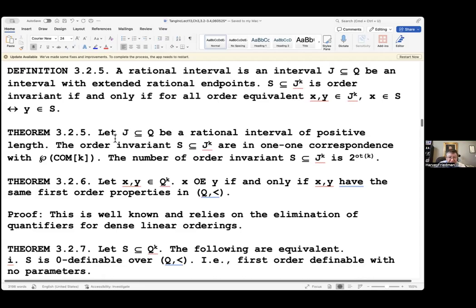So if you have a rational interval of positive length, the order invariant sets are in one-to-one correspondence with the power set of OT of k. So the number of order invariant S is 2 to the OT of k. This is my point: the number of order invariant sets in a rational interval of positive length is 2 to the OT of k. X and Y are order equivalent if and only if they're the same order type. Okay, that's a logical issue.